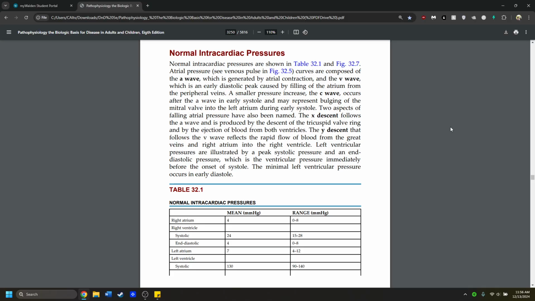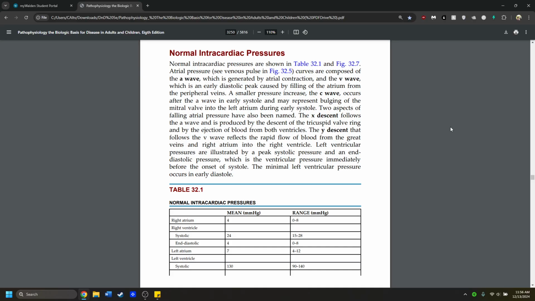Your atrial pressure curves, see venous pulse in figure 32.5, are composed of the A wave, which is generated by the atrial contraction, and the V wave, which is an early diastolic peak caused by the filling of the atrium from the peripheral veins. A smaller pressure increase, the C wave, occurs after the A wave in early systole and may represent bulging of the mitral valve into the left atrium during early systole.